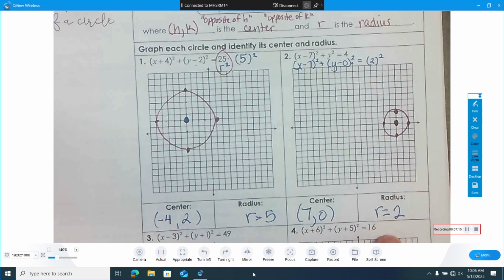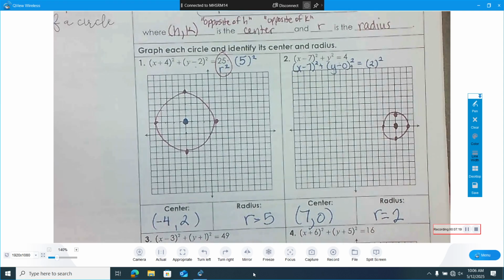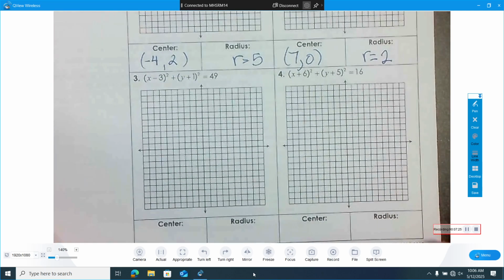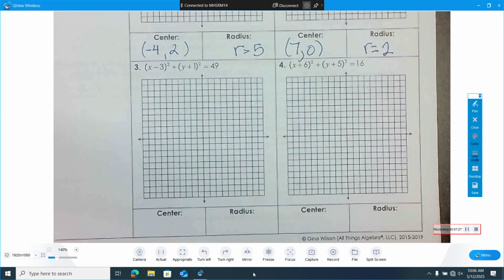That's not red. What is that doing? All right. Questions so far? Pretty easy, eh? All right, let's look at number 3.